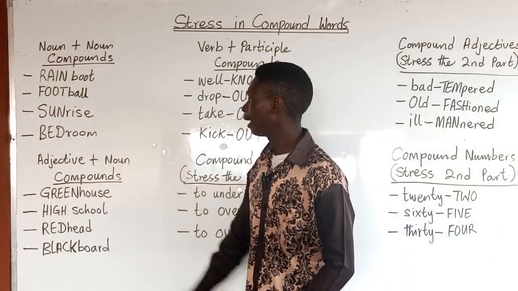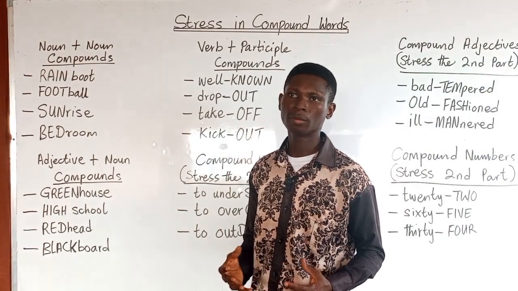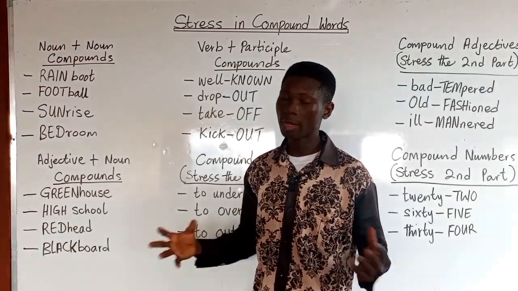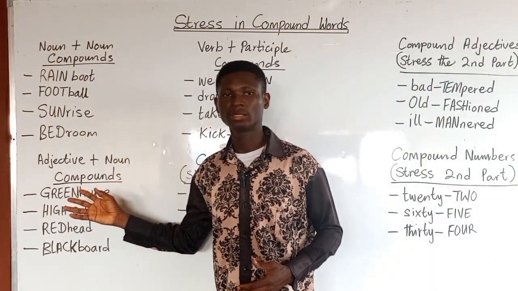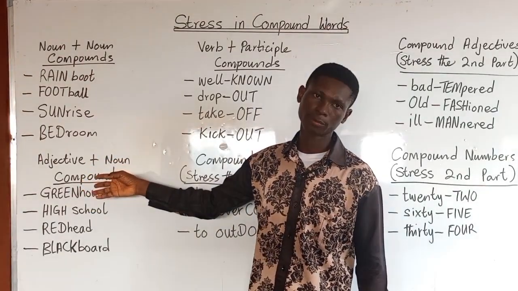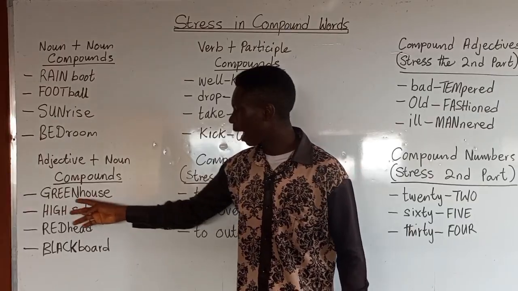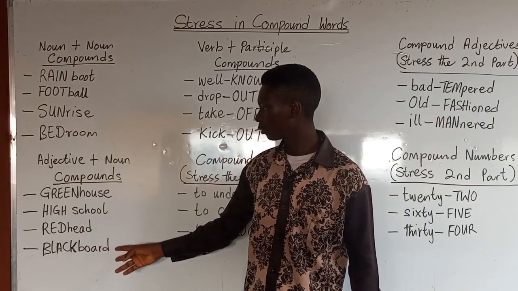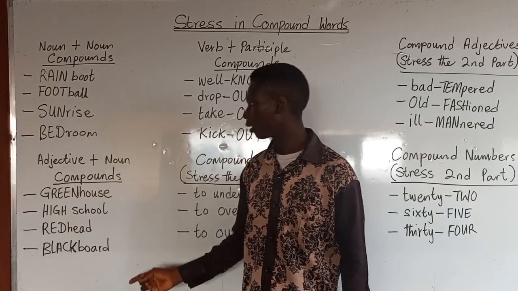Now let's consider adjective plus noun compounds. Compound words formed by the addition of an adjective to a noun. So when we have this kind of combination, the stress is normally on the adjective. That is the first word. Now we have greenhouse, high school, red head, blackboard. Greenhouse, high school, red head, blackboard.